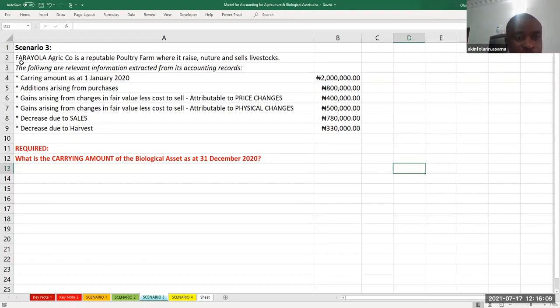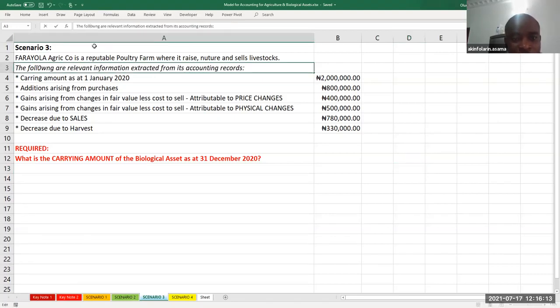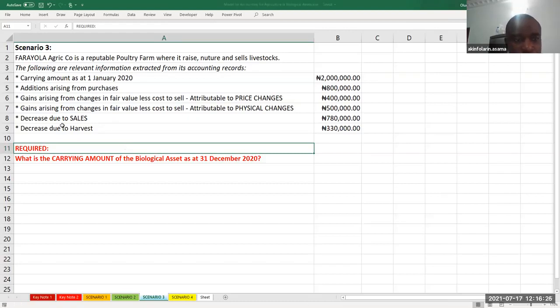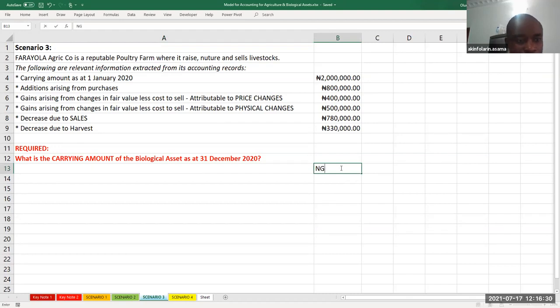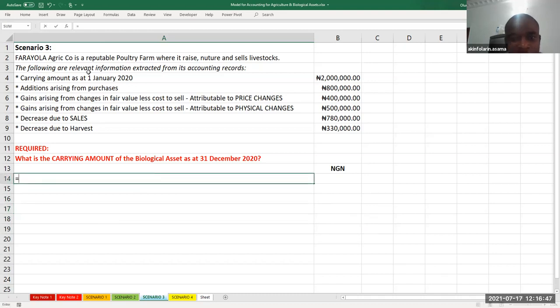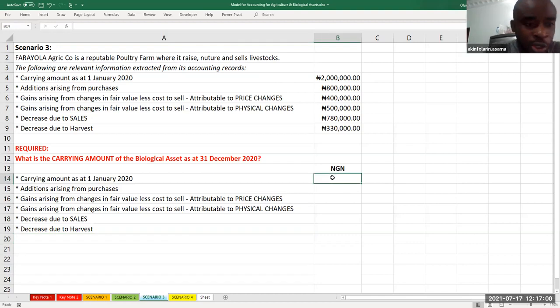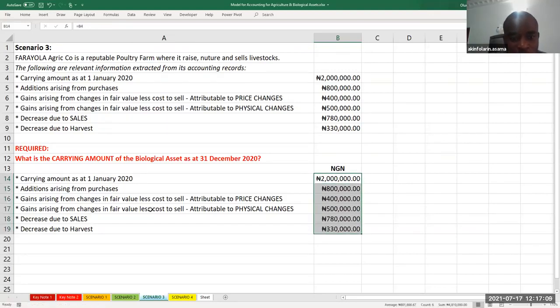Farayola Agric Co. is a reputable poultry farm where it raises, matures and sells livestock. The following is relevant information extracted from its accounting records. Carrying amount as of January 1st, 2020 is 2 million. Additions arising from purchases, 800,000. Gains arising from changes in fair value less cost to sell attributable to price changes, 400,000. Gains arising in fair value less cost to sell attributable to physical changes stand at 500,000. Decrease due to sales, 780, and decrease due to harvest, 330. You are required to determine the carrying amount of the biological asset as at December 2020.